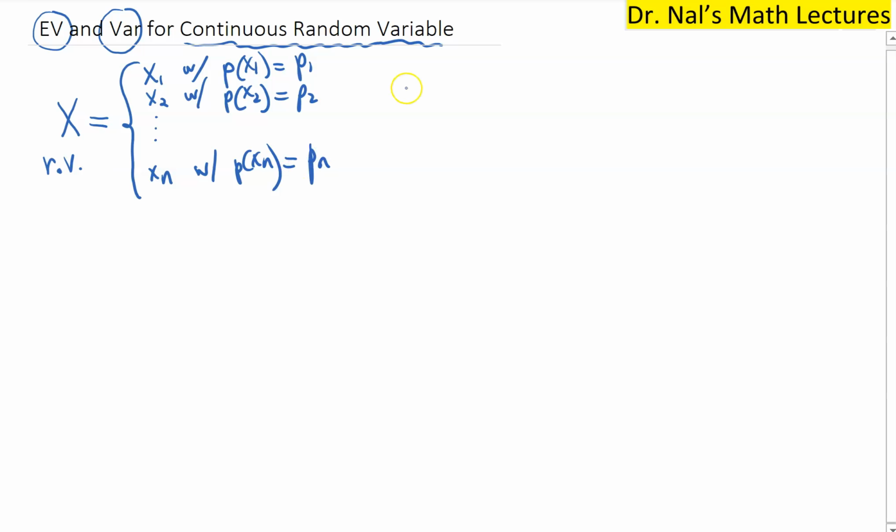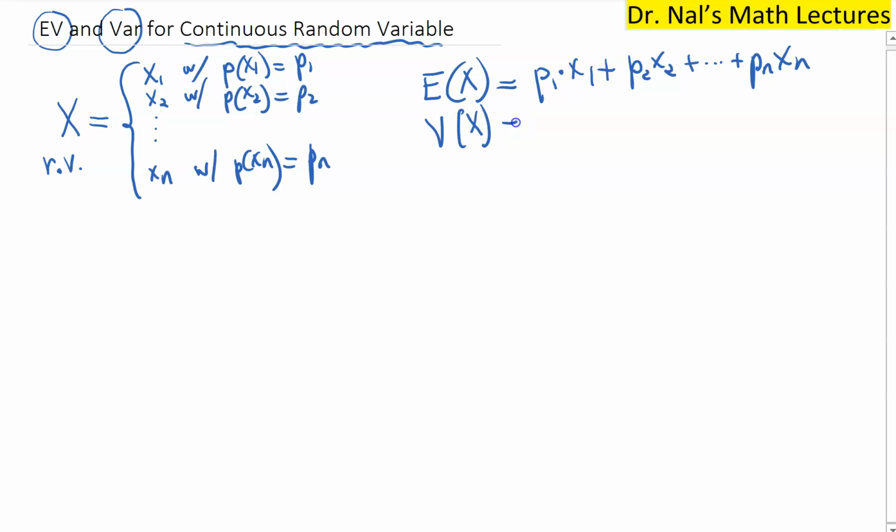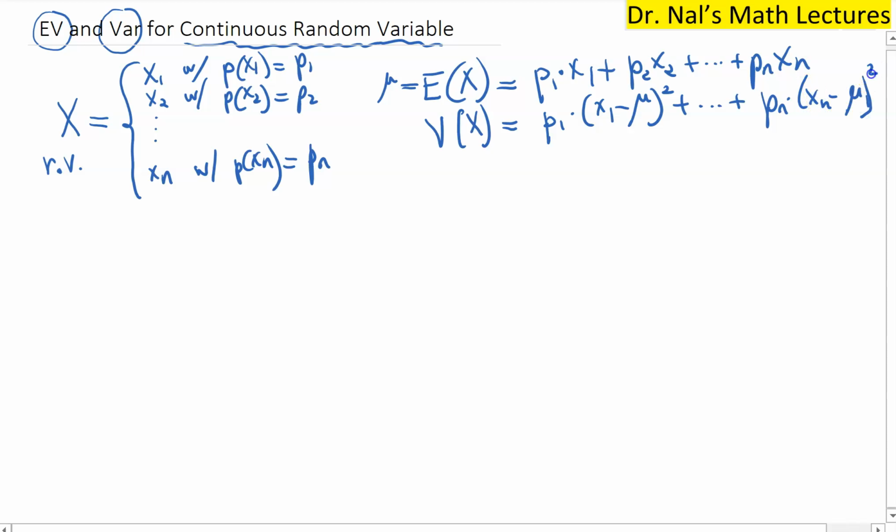And remember how we calculated the average, the expected value of a distribution, as p1 times x1, plus p2 x2, and so on, plus pn xn. It was very straightforward. And similarly, we calculated the variance of that same random variable as p1 times (x1 minus E(X)) squared, we decided to call it mu, so (x1 minus mu) squared, plus and so on, plus pn times (xn minus mu) squared. Sorry, that's just a mu. And it was very straightforward.